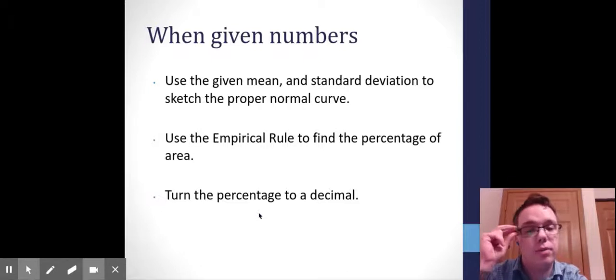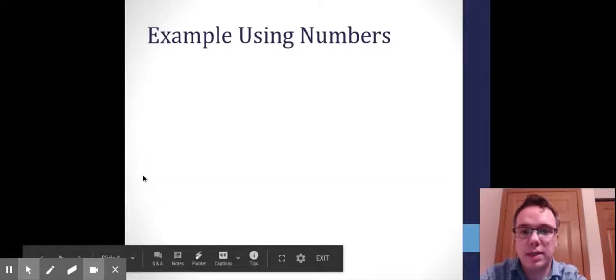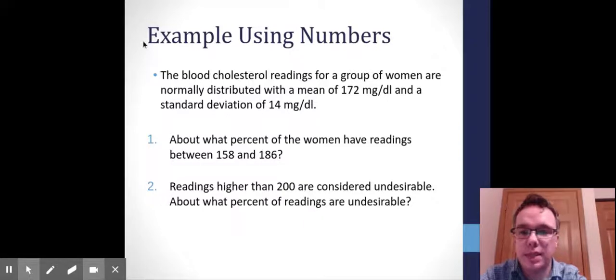Because remember, there are two ways to view a normal curve. That's either to find the proportion of the area or the probability. Really, they are representing the same thing. So here's our example. Again, I'm going to pause so you can write these down, and then we're going to go through the example together on the next slide.